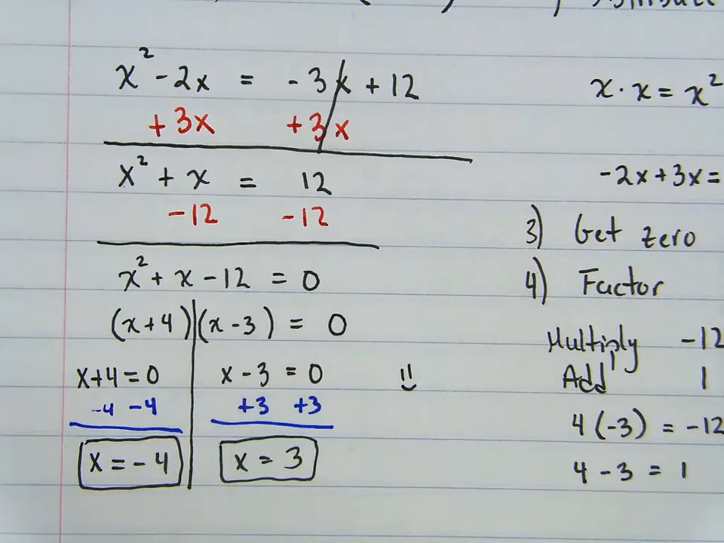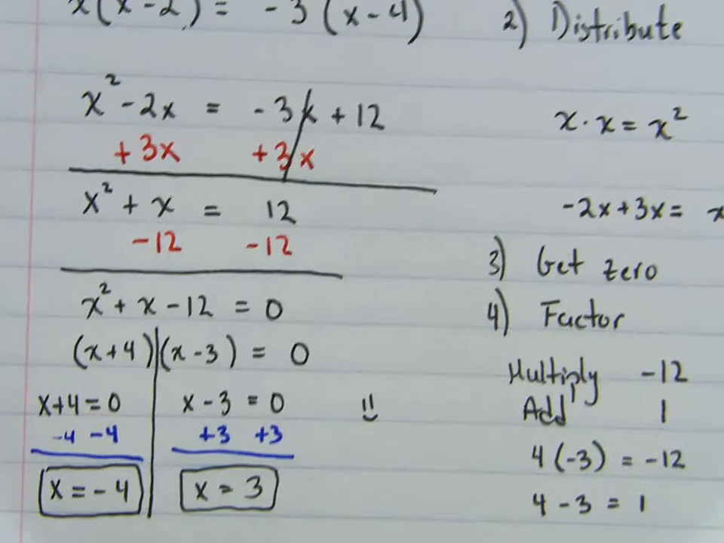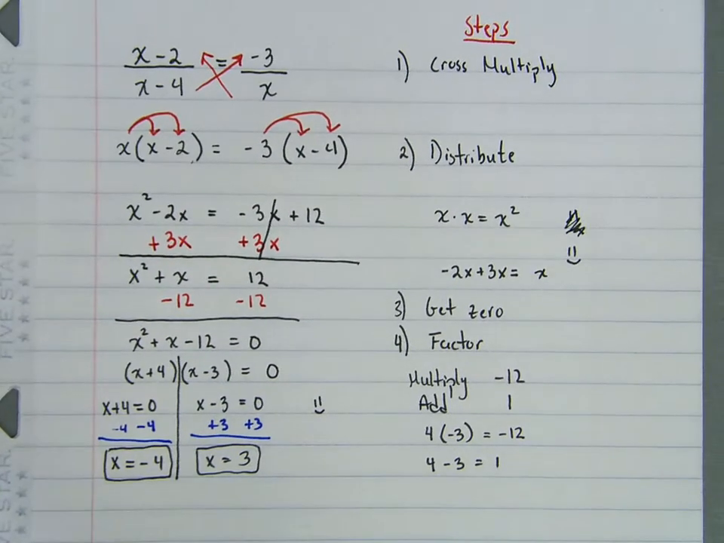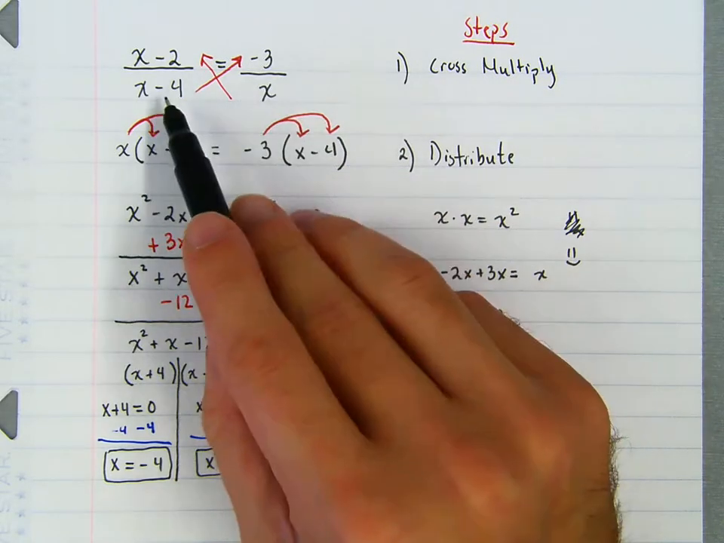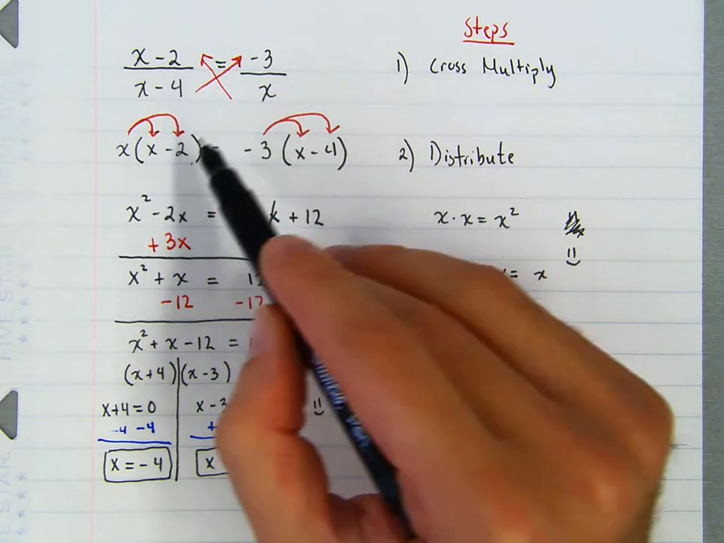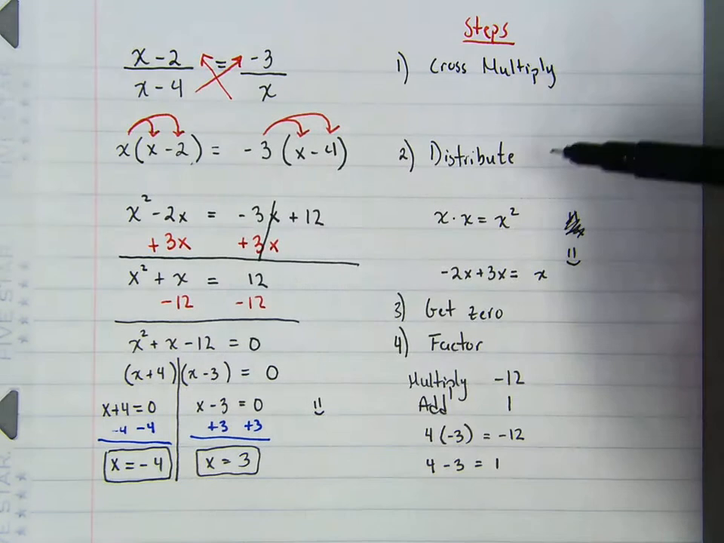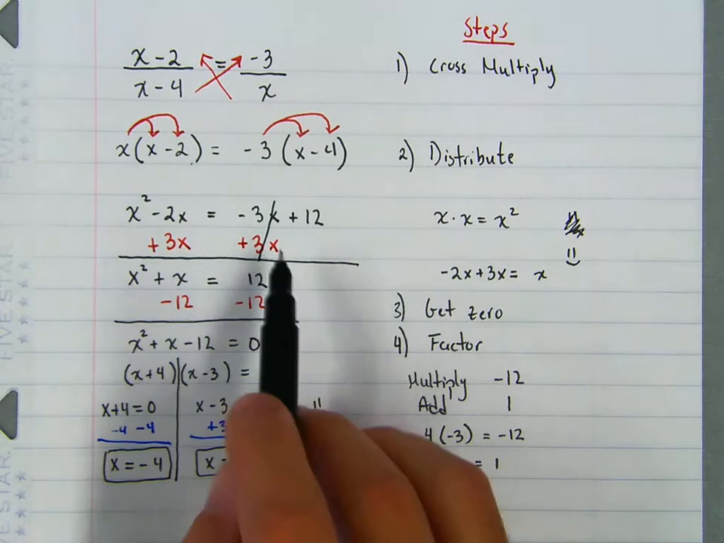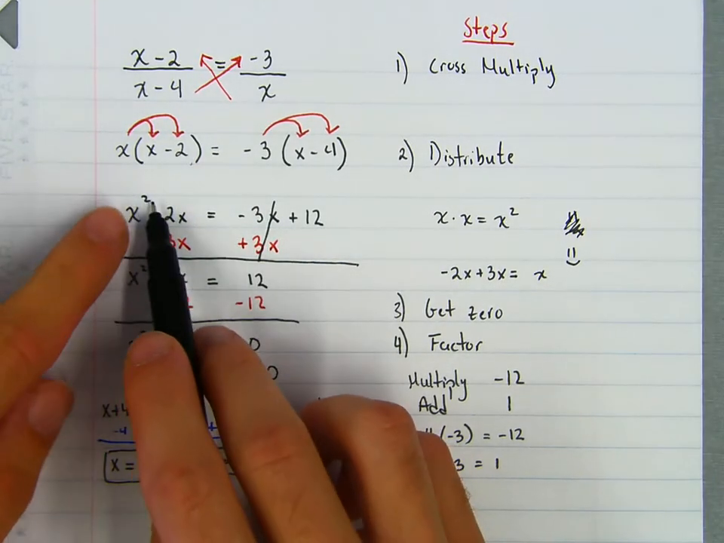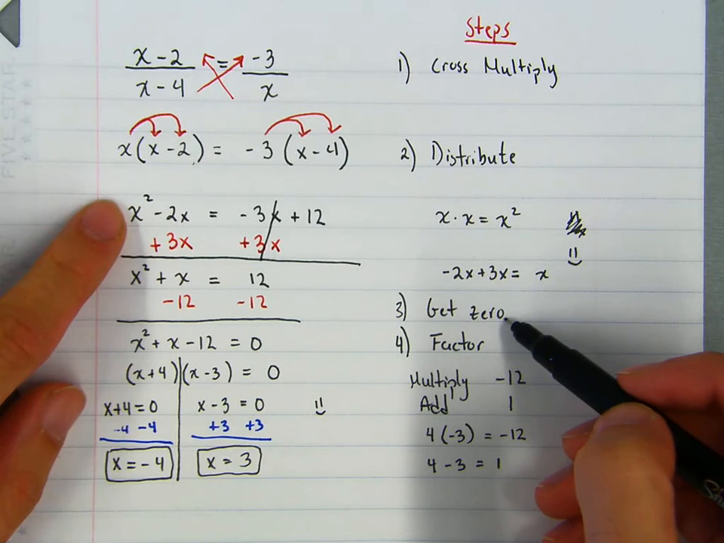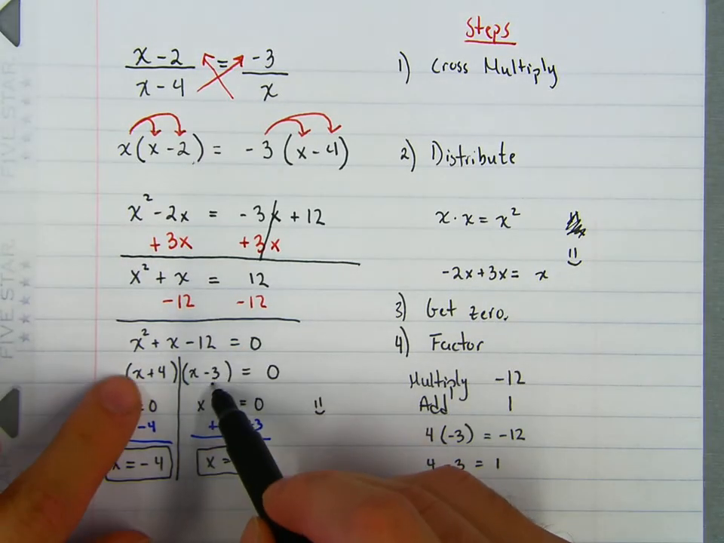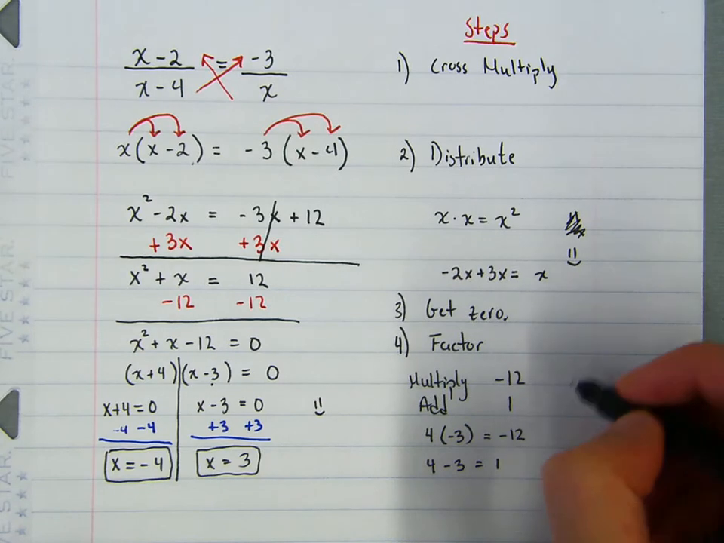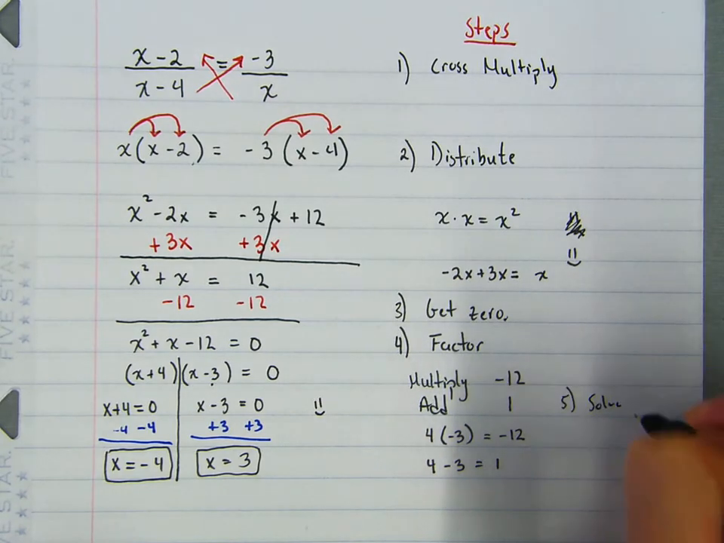And that's it. Let's review. Here, what did we do? We first cross multiplied, right? After we cross multiplied, we distributed. Once we saw that the equation was quadratic, you want to get 0. Once you get 0, you factor. Then you have to solve. Then you solve for x.